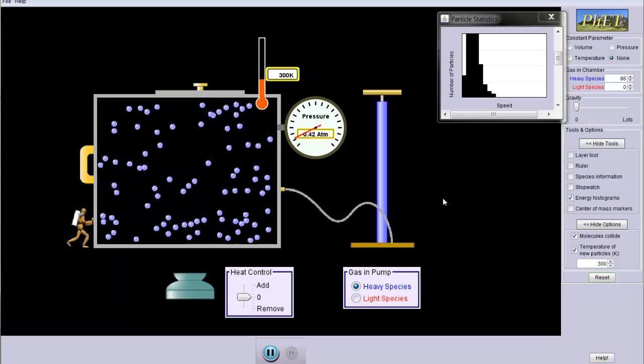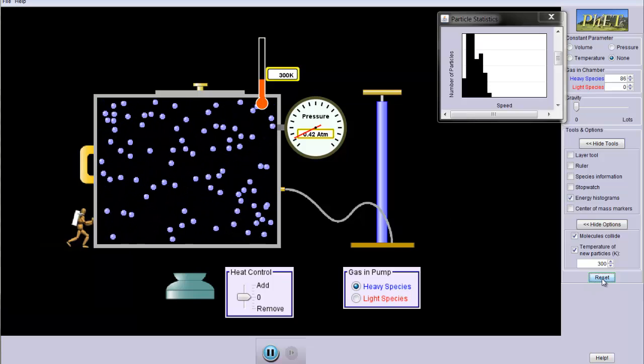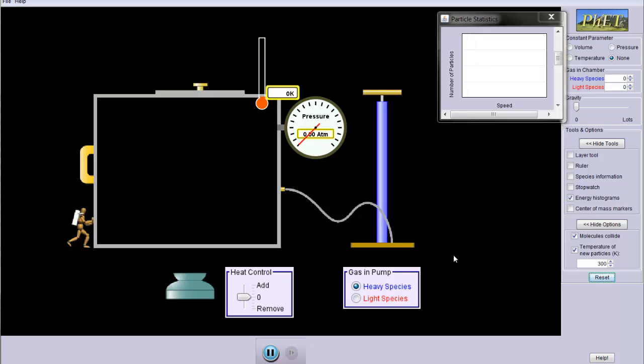Now let's look at this another way. I'm going to reset the simulation, get rid of all our molecules. This time, what we're going to do is turn off molecular collisions. Which is ridiculous, of course, because one of the assumptions with the kinetic theory is that they collide elastically. But let's see what happens when they don't collide at all.